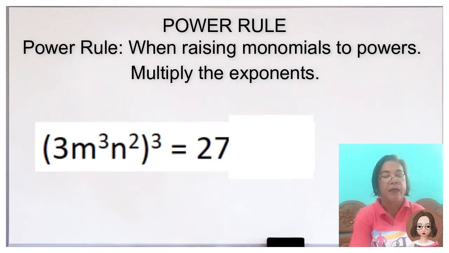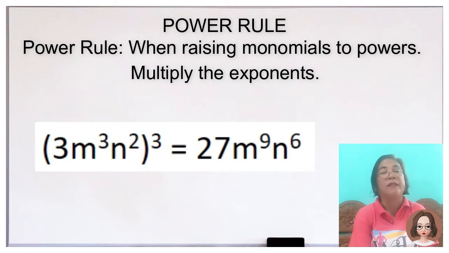And then m raised to the third, raised to the third. So we have an answer of m raised to the 9. N raised to the second raised to the third, we now have an answer of n to the 6, that is 2 times 3. And so our final answer will be 27m raised to the 9, n raised to the 6. That is the power rule.